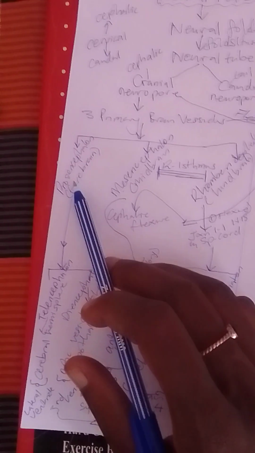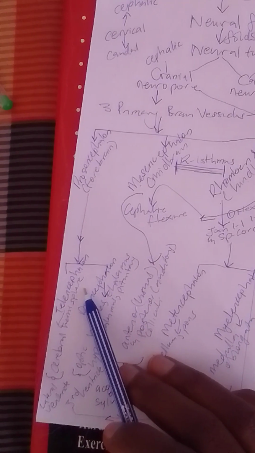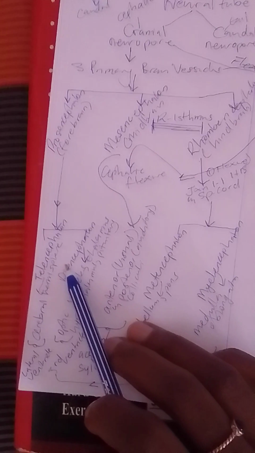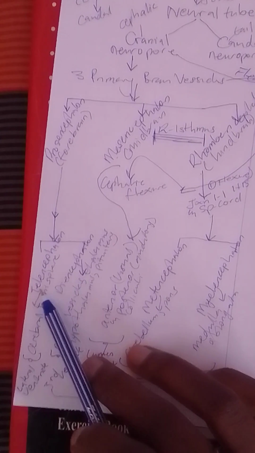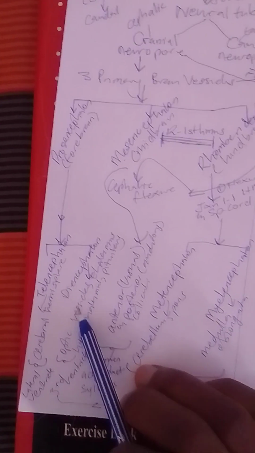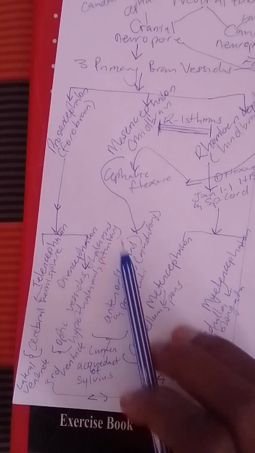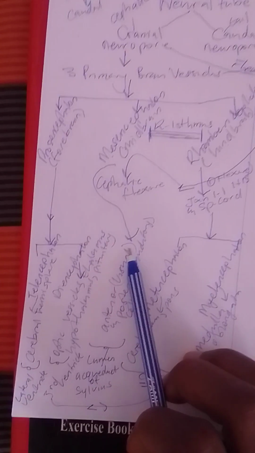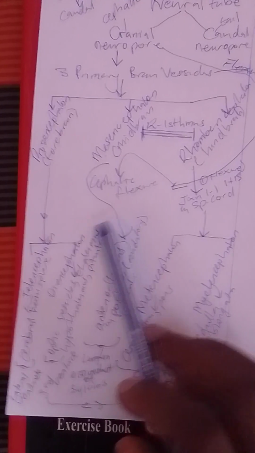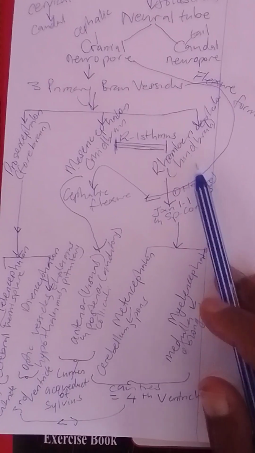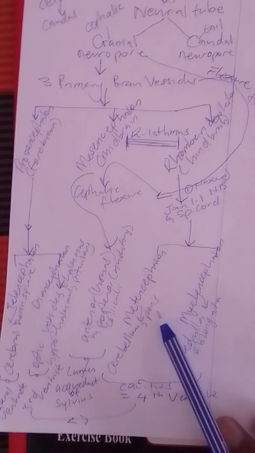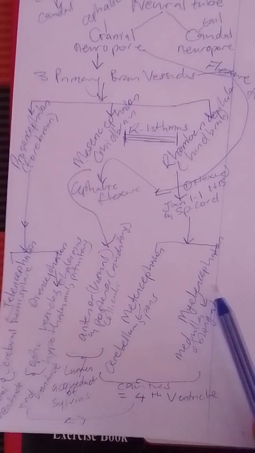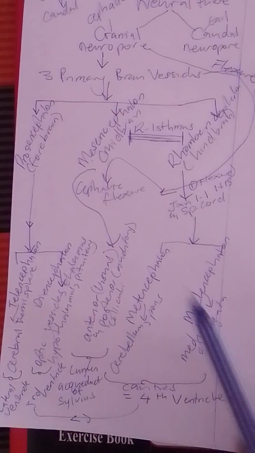Okay, so now the prosencephalon differentiates into two brain vesicles, the telencephalon and the diencephalon. The telencephalon is the future cerebral hemispheres, left and right. The diencephalon is the future optic vesicles, thalamus, hypothalamus, and pituitary. Then the mesencephalon remains as it is in the midbrain. The rhombencephalon, or hindbrain, differentiates into the metencephalon and myelencephalon. The metencephalon would be the cerebellum and pons, and the myelencephalon would be the medulla oblongata.